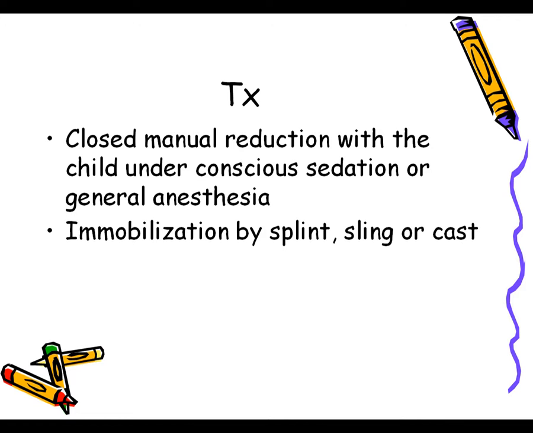The treatment will be closed manual reduction with the child under conscious sedation or general anesthesia, and immobilization by splint, sling, or cast. I want you to look at the neurovascular status on page 1150, box or table 34-2, which gives the normal and abnormal. The neurovascular status is pain, skin color, pulses, sensation, motion, skin temperature, and capillary fill. Make sure that you are familiar with that whole neurovascular status.